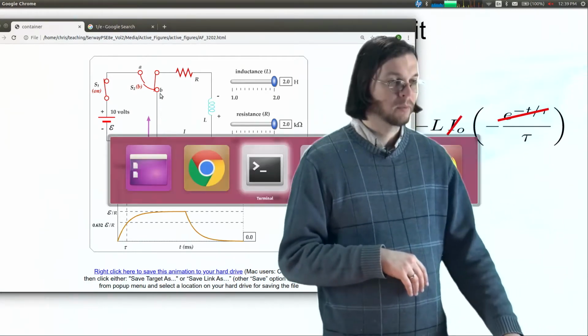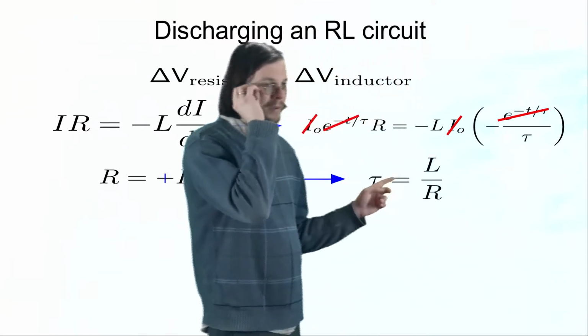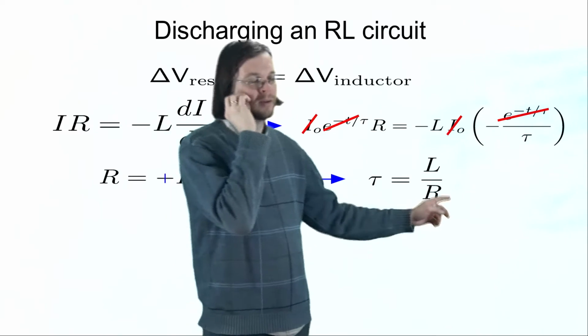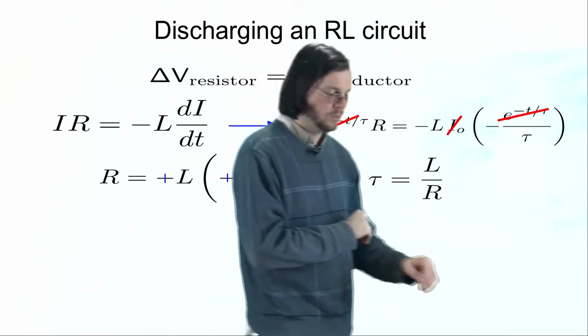And so remember, the time constant is L over R, right? If I make R bigger, that makes the time constant shorter. And if I make L smaller, that also makes the time constant shorter.